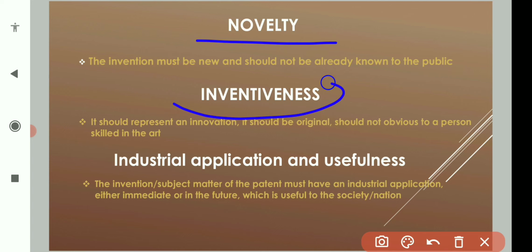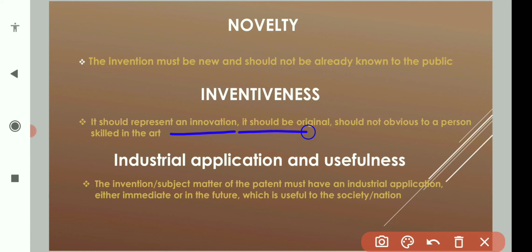The second requirement is inventiveness. Inventiveness means it should represent an invention or innovation, meaning something new should be made by this. It should be original and should not be obvious to a person skilled in the art. It should not be a common thing. It should be original, and it should show innovation. Innovation means some research should be there.